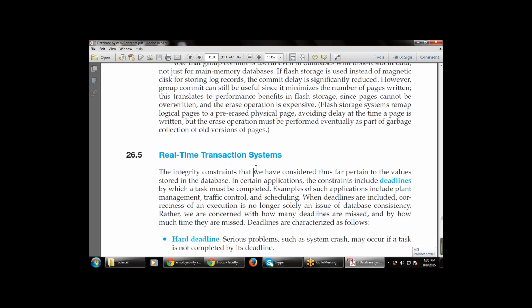Examples include plant management, traffic control management, and scheduling. These are the various examples of real-time transaction systems.